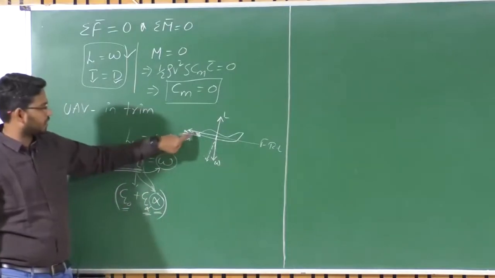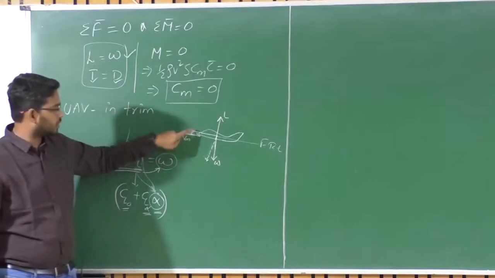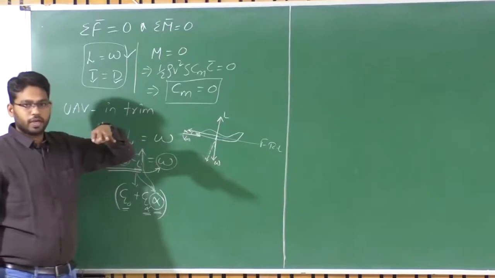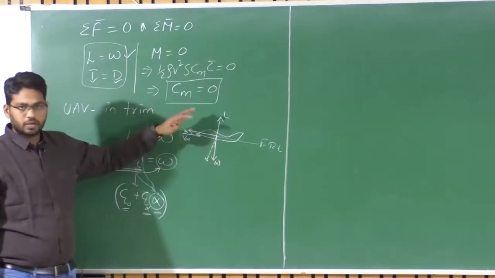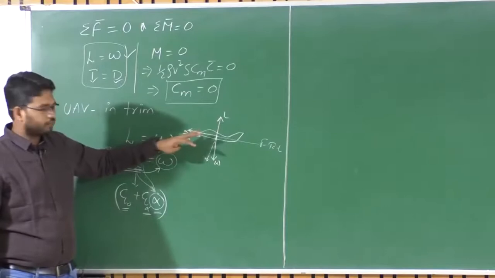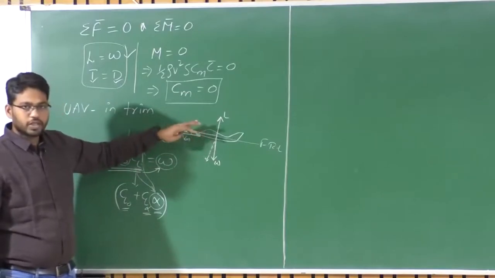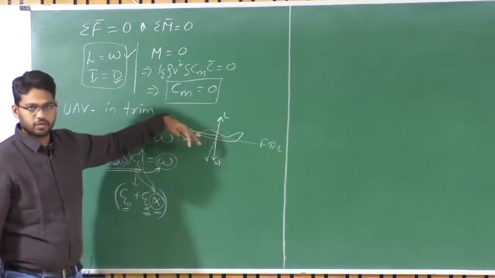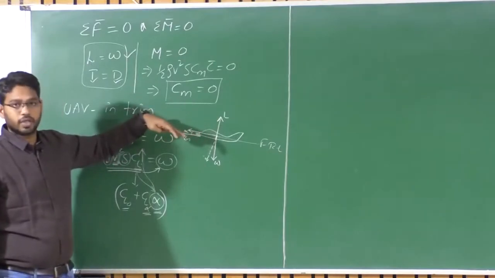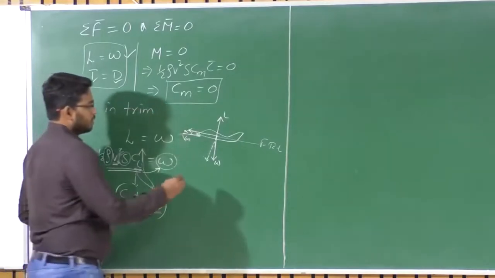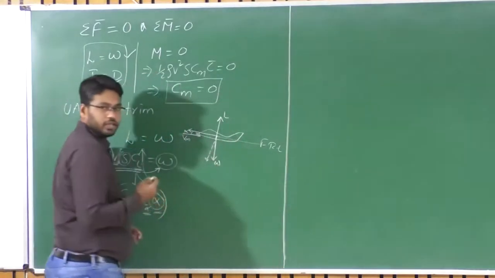That means I need to hold the aircraft at a particular orientation. When I say it is flying at a particular angle of attack, it means that the aircraft is oriented with respect to the flow at a particular orientation, right? So when I have to increase the angle of attack, I need to change the orientation of the aircraft, and I have to hold that orientation. So how can I do that? By means of a longitudinal control surface.